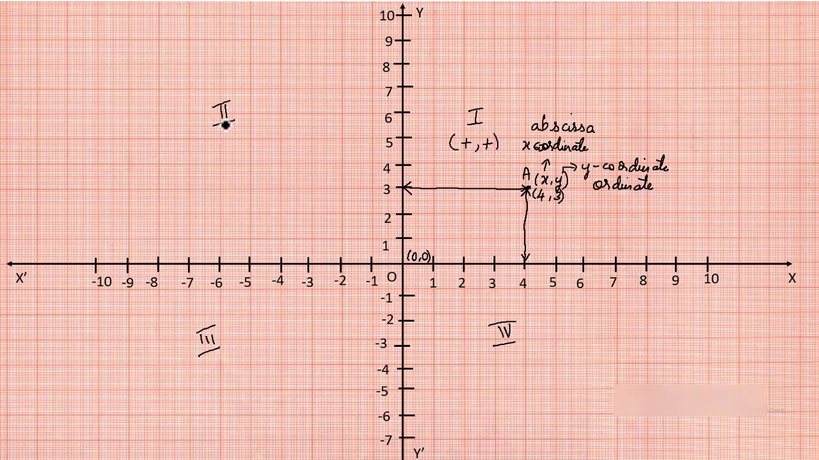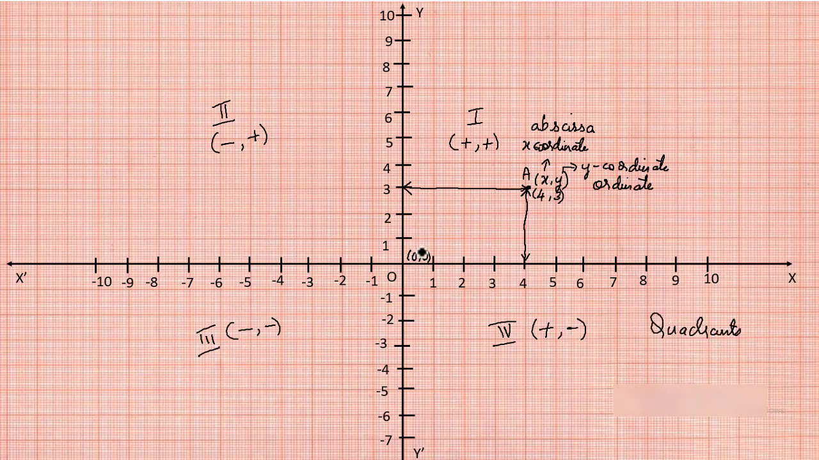Similarly, when you come to the second quadrant, x values will always be negative and y values will be positive. Coming to the third quadrant, both x-axis and y-axis values are negative. So the x coordinate will be negative and the y coordinate will also be negative in the third quadrant. Similarly, in the fourth quadrant, the x values are positive whereas the y values are negative. In the fourth quadrant, the x coordinate will be positive and the y coordinate will be negative. These are the four quadrants of a graph.